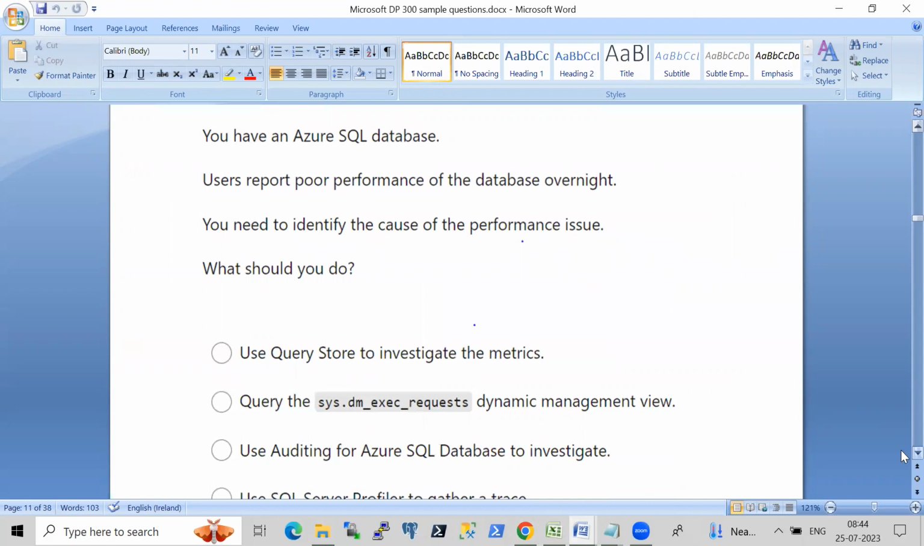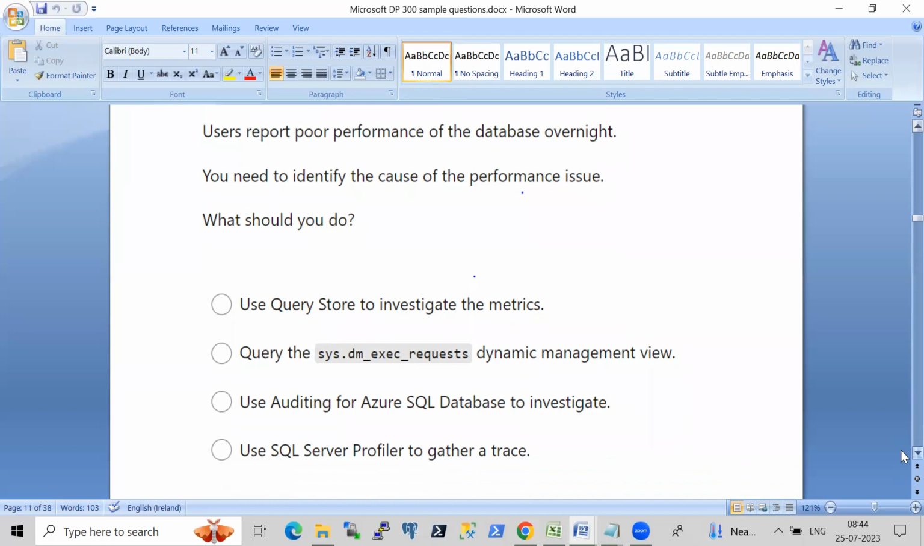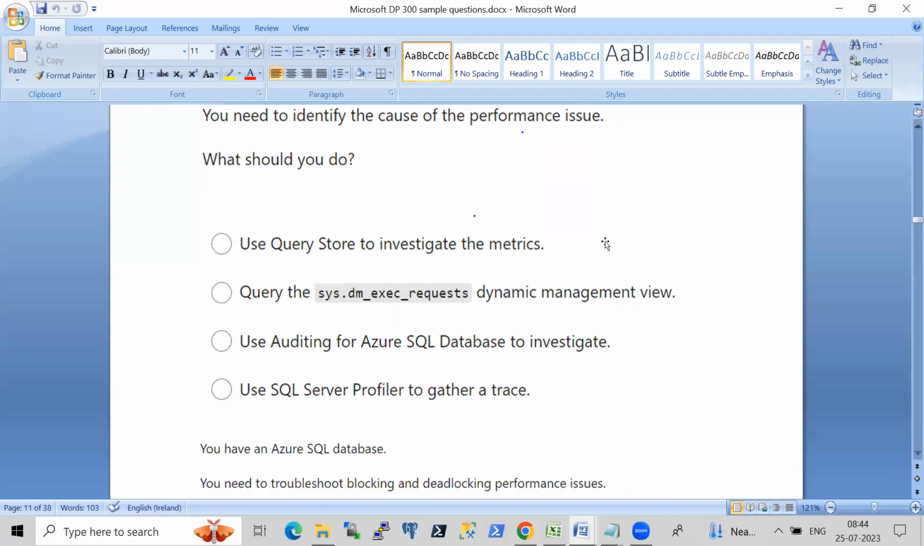Okay, so now we have an Azure SQL database and users reporting poor performance of the database overnight. Out of the below tools, which one can we make use of to find out the root cause? The performance was slow. It's not happening now. It happened in the night. It already happened. So out of these 4 options, which one should I use?